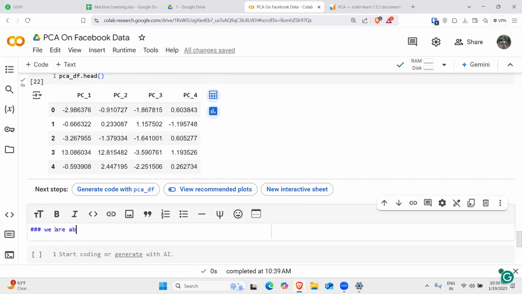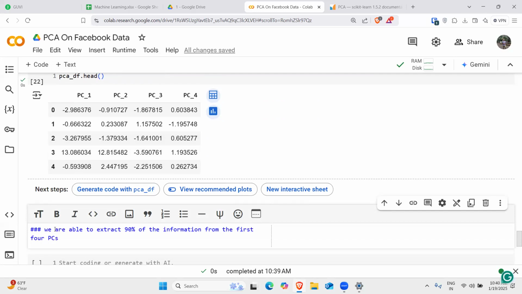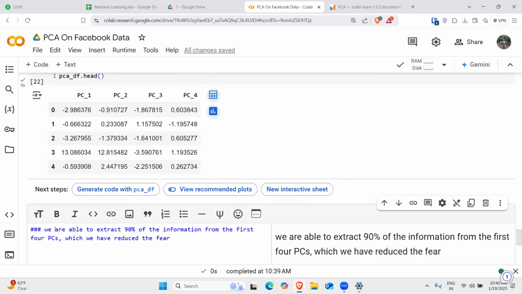And then we are able to extract 90% of the information from the first 4 PCs, through which we have reduced the feature count. We are able to extract 90% information from the first 4 principal components, through which we have reduced the feature count by 78%.